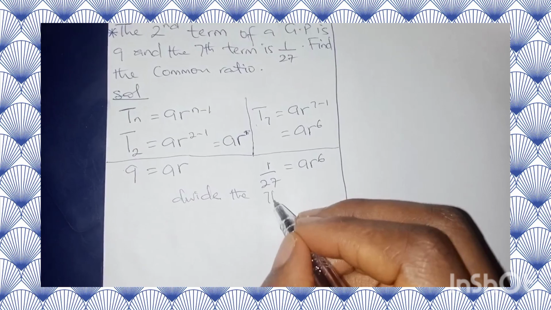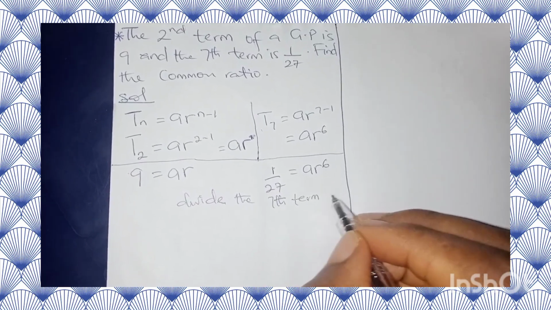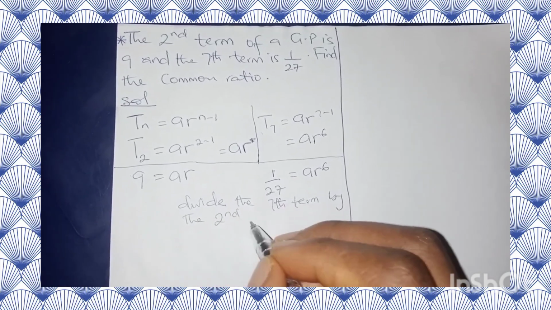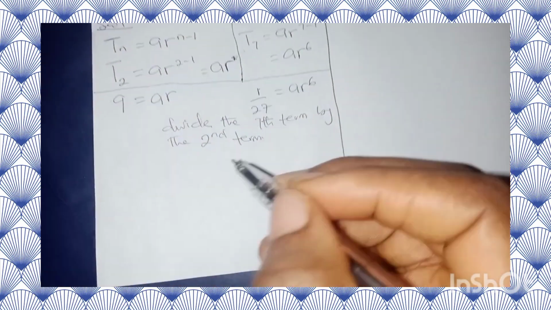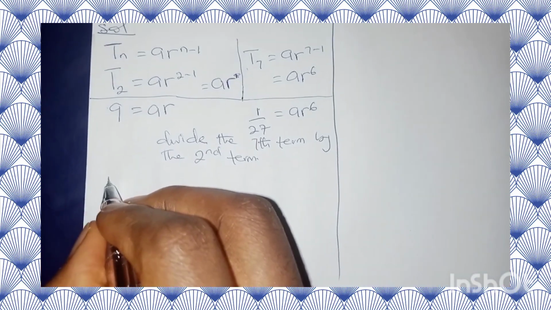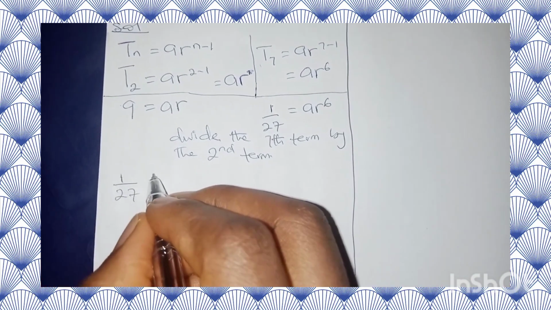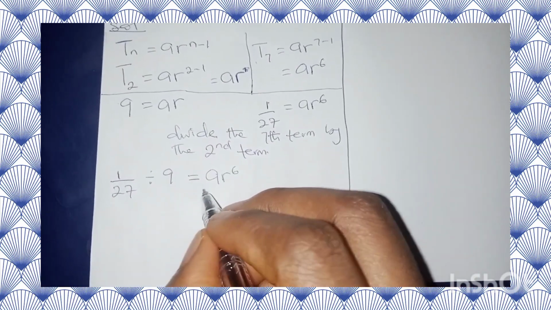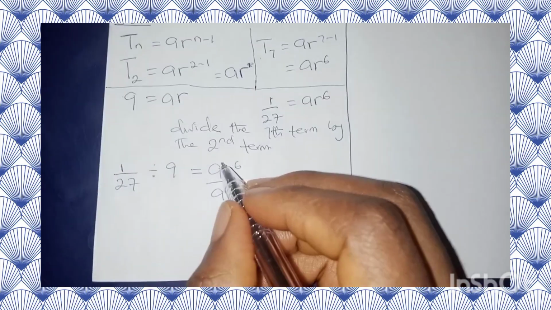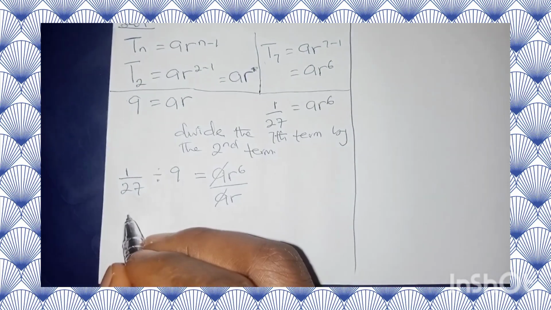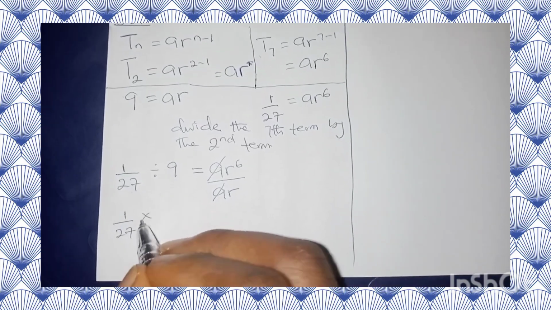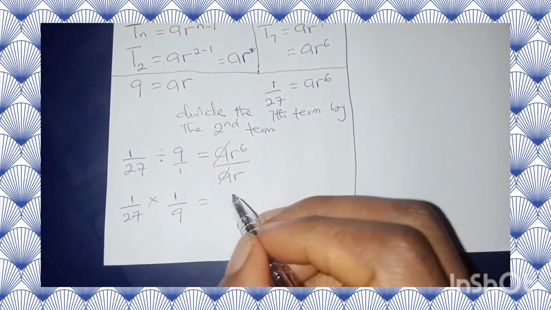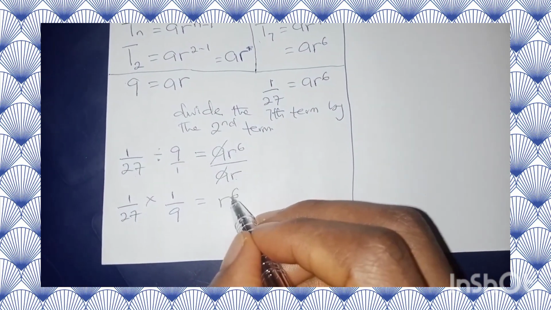So we have 1 over 27 divided by 9 equals AR to the power of 6 divided by AR, as shown in this video now. The A cancels the A, and then we have 1 over 27. The division changes to times, and then we have 1 over 9 equals, now this R raised to the power 6 divides R.